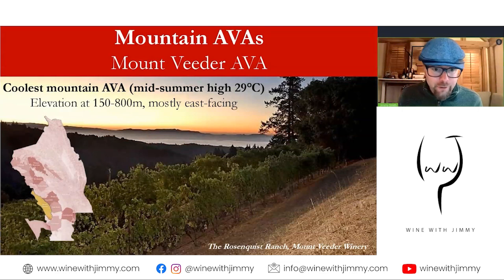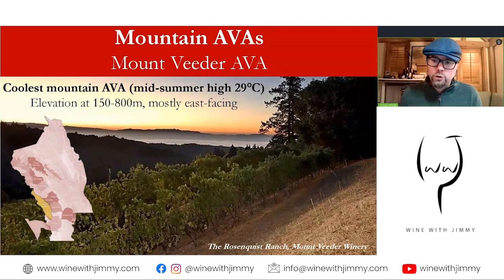Now, the name of Mount Veeder, the etymology comes from a Dutch Presbyterian pastor called Peter Veeder, who lived in Napa during the Civil War era. The elevation of vineyards here are 150 to a whopping 800 meters, and of course also with mainly east-facing vineyards.